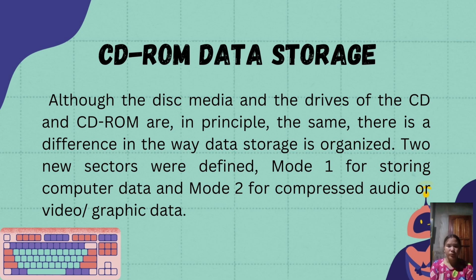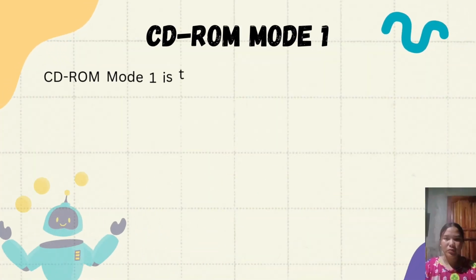Why are there two modes? The two modes cater to the different needs of computer data and multimedia content. Mode 1 prioritizes data integrity and organization for reliable computer applications, while Mode 2 prioritizes data density and continuous playback for multimedia applications. CD-ROM Mode 1.